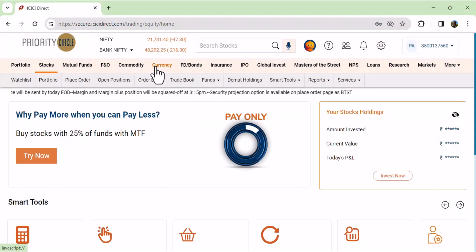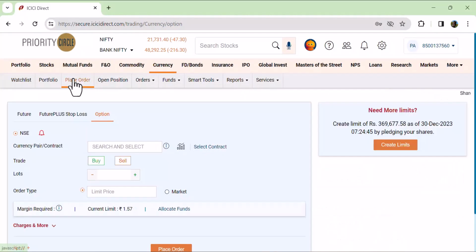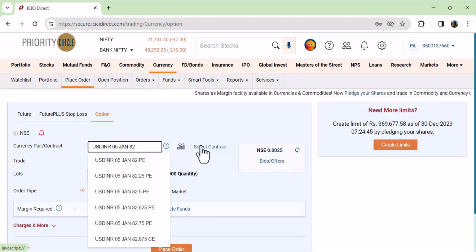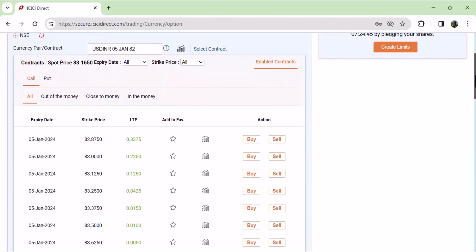Okay, so this is an online portal. We go to currency, and you have to place an order. You are an importer. Various options are available: there's futures, then options. So we go to options. Then I have to make a payment in dollars, so I'll press USD, INR. I select a contract. If you are an importer, you have to buy a call option. And as an exporter, you have to buy a put option.